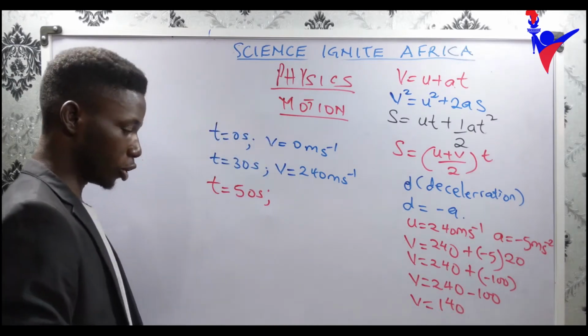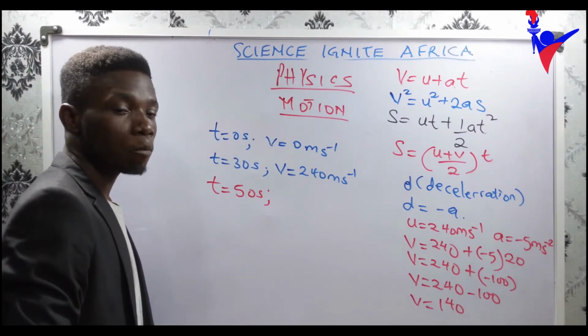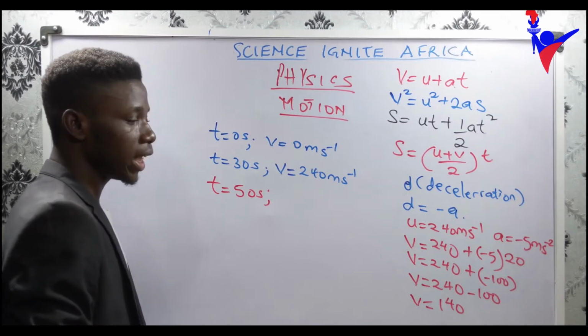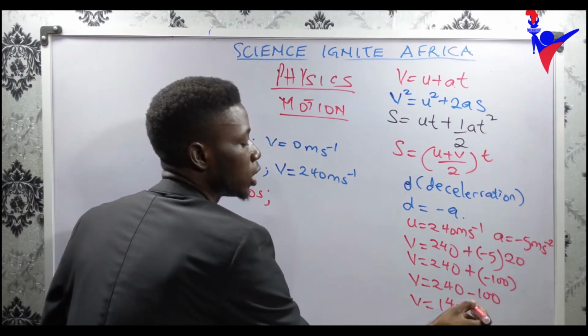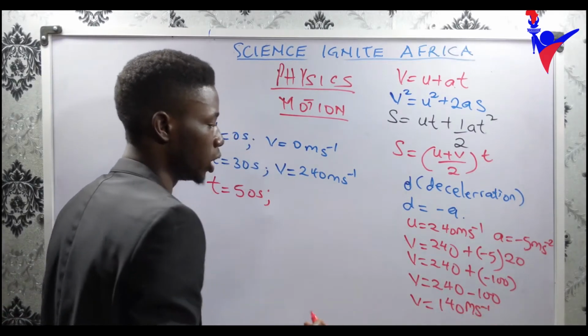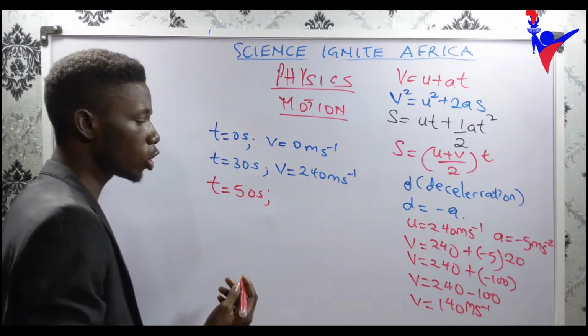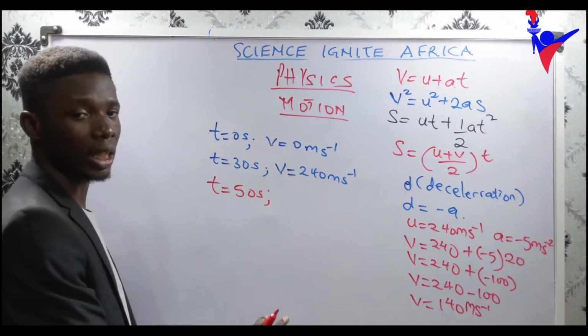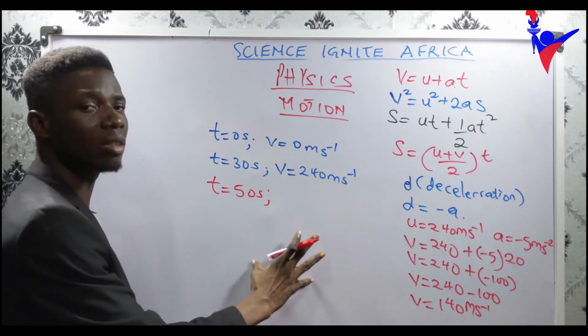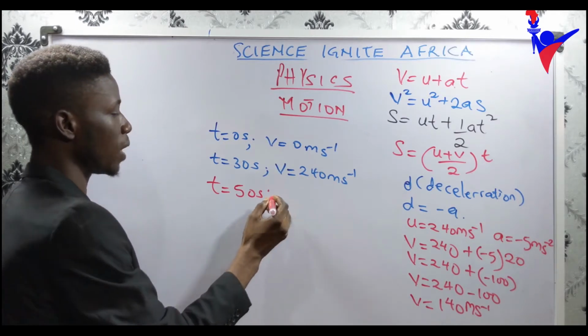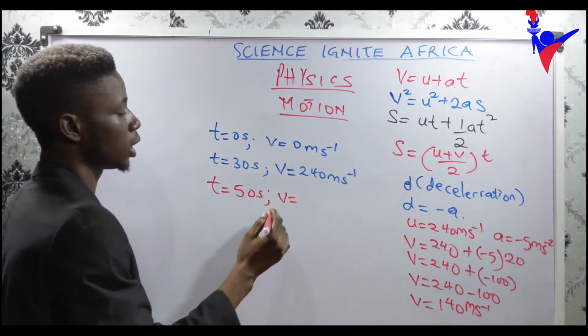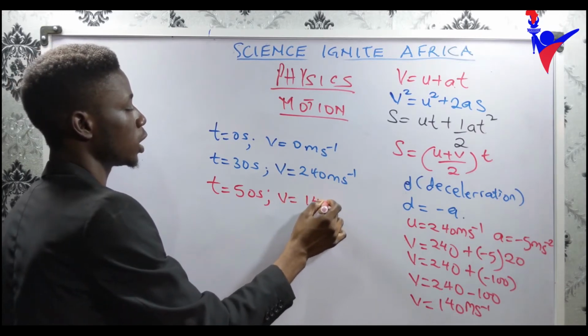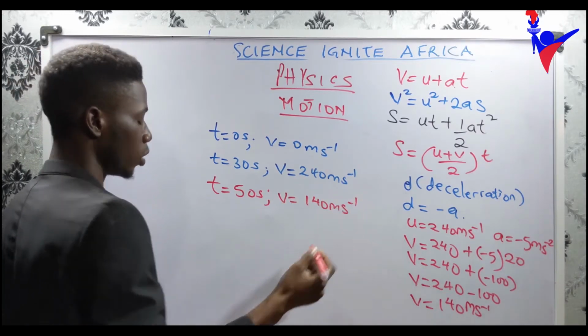Now do you see that? What has happened here is that my final velocity for this next stage of the journey has reduced. Why? Because it's the case of deceleration. It deals with decrement in velocity. So I have my velocity that corresponds to this point to be 140 meters per second.